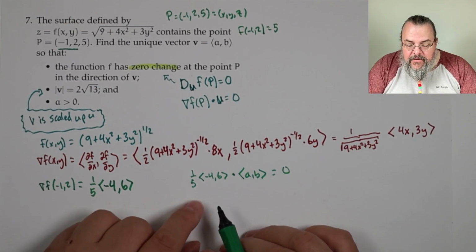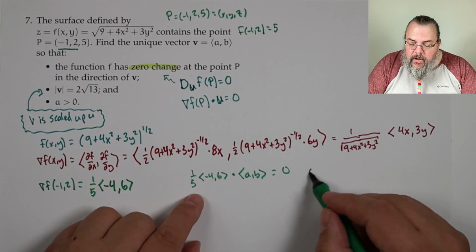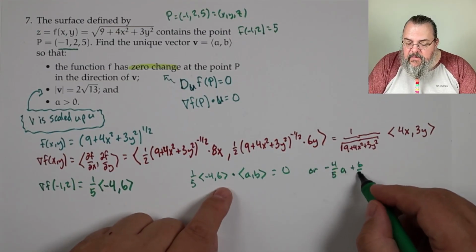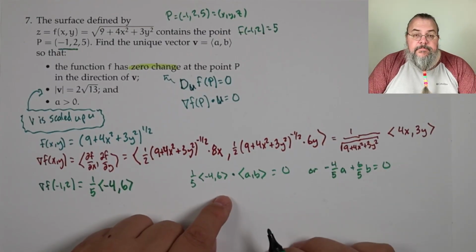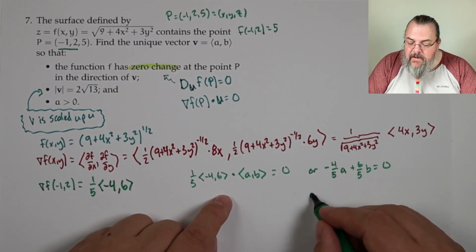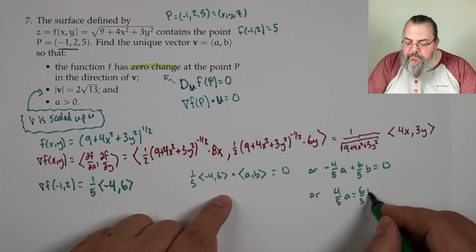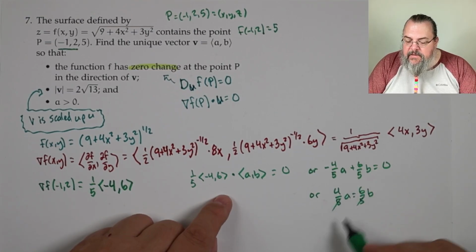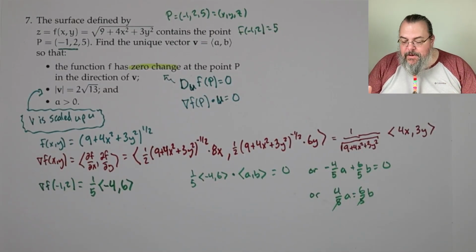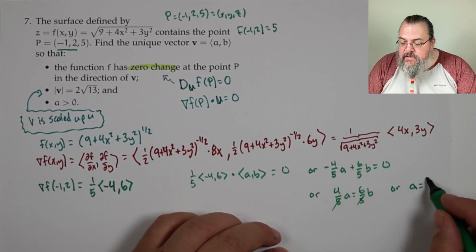And, okay, so that's good. What does that tell us? Well, it says the following: -4/5 A plus 6/5 B has to equal 0. And, well, we can rearrange this: 4/5 A equals 6/5 B. And then you can just cancel the 5. And now the question is, do you want to solve for A or solve for B? It doesn't really matter. Let's solve for one of them. Look, A is 6/4, that's 3/2 B.